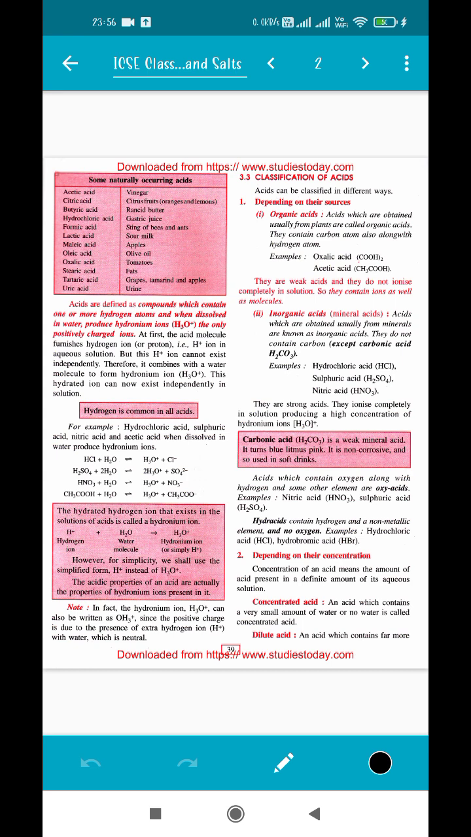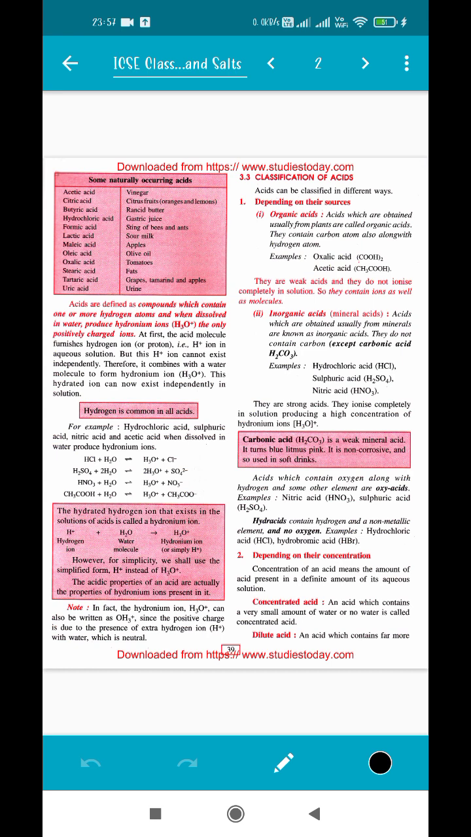Next, we will talk about acids depending upon the presence of oxygen atoms and the presence of only hydrogen atoms. Acids which contain oxygen along with hydrogen and some other element are called oxyacids. Hydrogen is a major constituent of every acid, but if oxygen is also present along with hydrogen or any other element, it will be called an oxyacid. For example, nitric acid HNO3, H is there, O is also there. Sulfuric acid H2SO4, H is also there, O is also there, so it will be called an oxyacid.